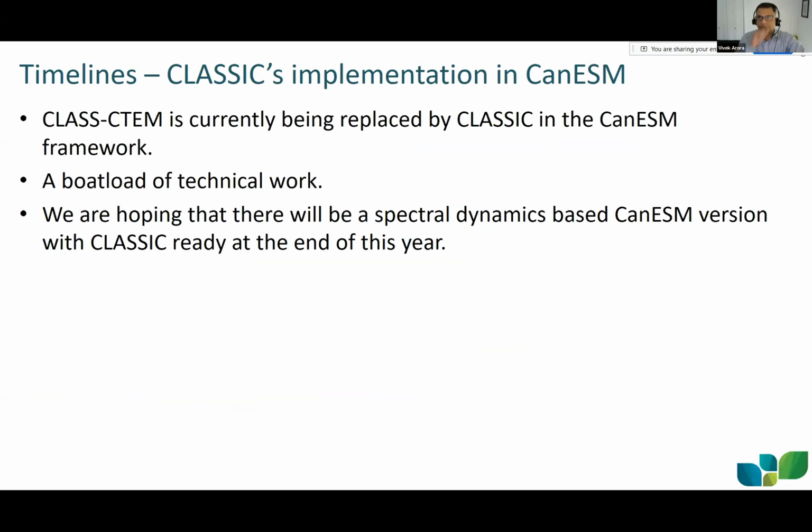Okay, so in terms of timelines, like I said, we are replacing Class-CTEM with Classic. This is a boatload of technical work. We have been at it for more than a year now, and being a small group, there is only so much speed we can work with, and we do not have a lot of technical help. So a lot of scientists also end up doing a ton of technical work. So the hope is that we will have Classic implemented in the spectral dynamics-based CANISM version at the end of this year, but we are keeping our fingers crossed.